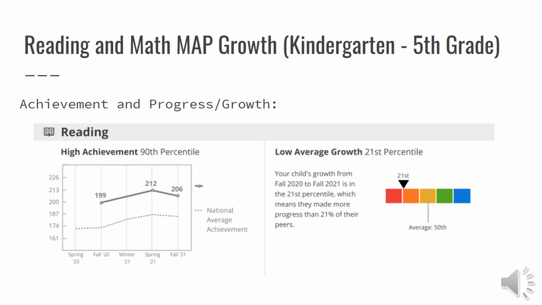You may have noticed that Johnny's score dropped from a 212 in the spring of last year. However, a slight dip over the summer is common and usually nothing to worry about.